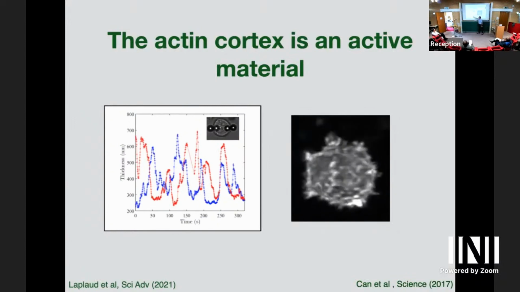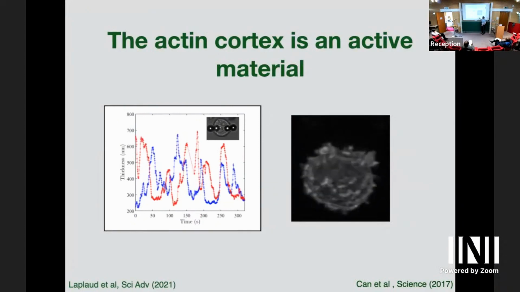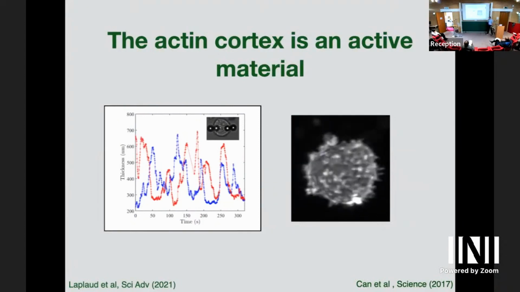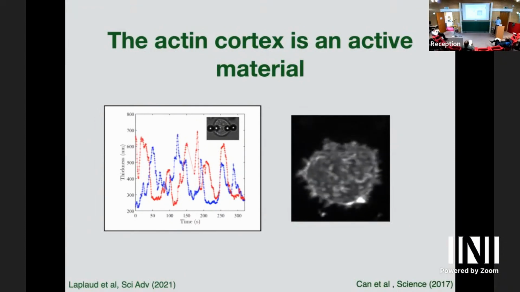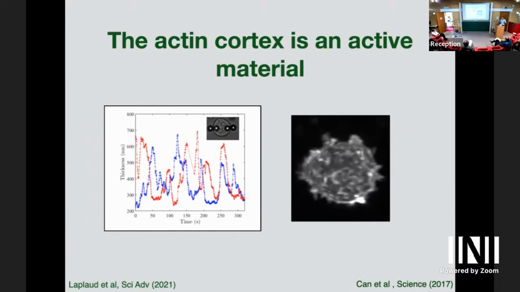And then you see here, over a course of 300 seconds, that you have large fluctuations in the thickness of the cortex. So I think these are the best, most precise measurements of the cortex thickness. I think they are better than optical measurements. And you see that the cortex thickness varies between 200 and 700 nanometers. So there are huge fluctuations. And these fluctuations depend on activity.